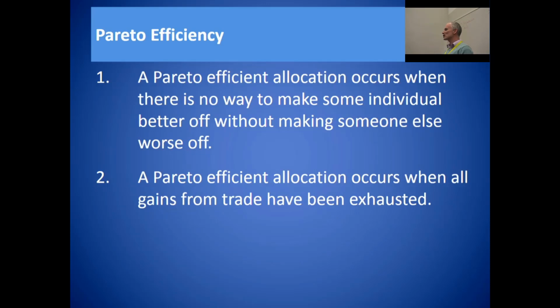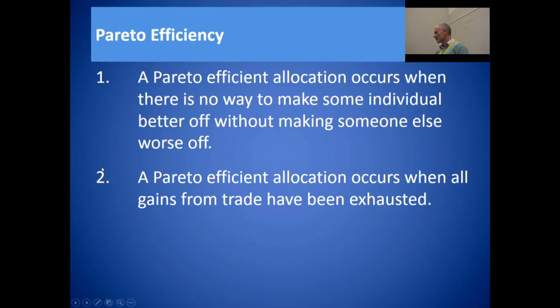So, our first definition that we can use is that a Pareto efficient allocation occurs when there is no way to make some individual better off without making someone else worse off. So if we have a Pareto efficient or Pareto optimal outcome, the only way you can make someone better off is at the expense of someone else. So that's our first one. Only make someone better off by making someone else worse off. That's our first definition, or first precise wording of Pareto efficiency.